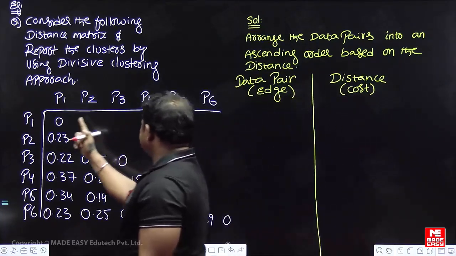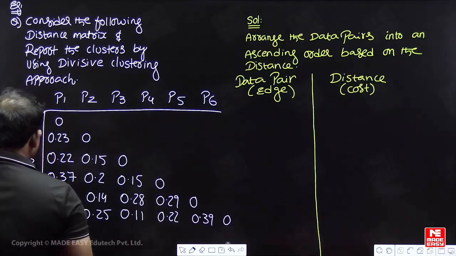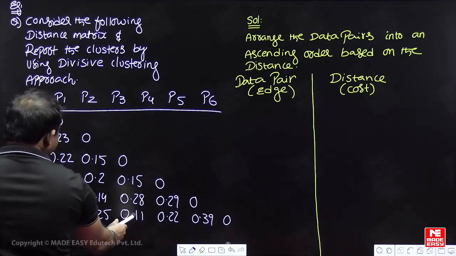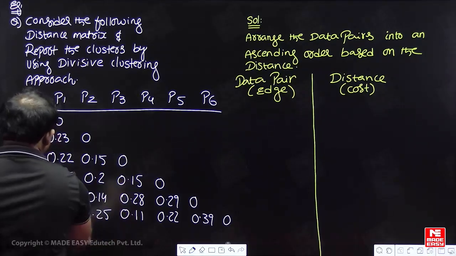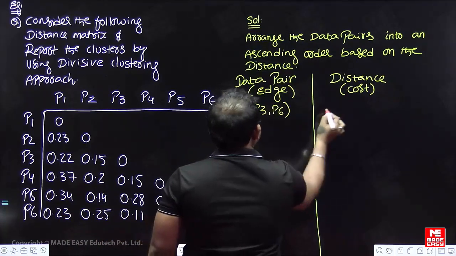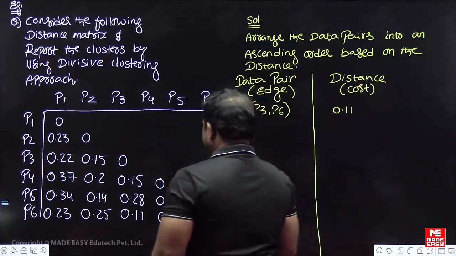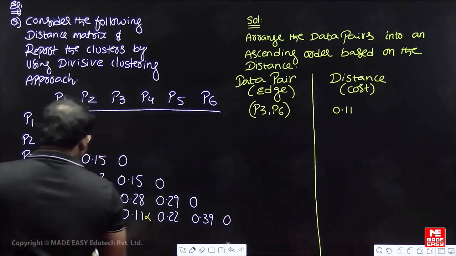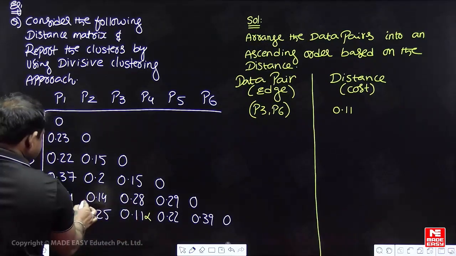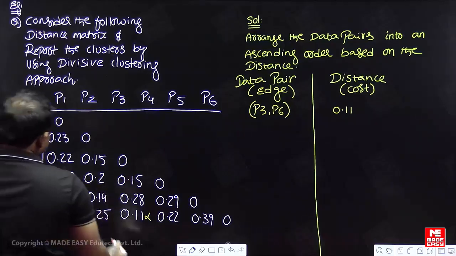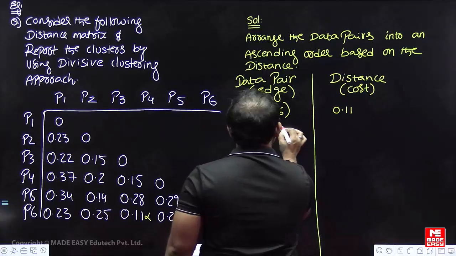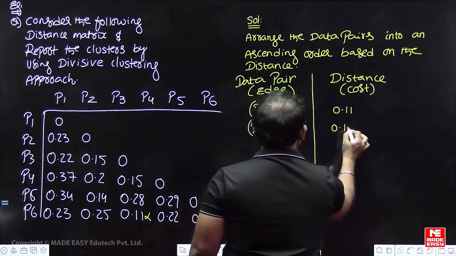First, in this given data, what is the smallest value? Ascending order, low to high. The smallest is 0.11, and the data pair is P3, P6. That weight is 0.11. Next smallest is 0.14, that is P2 and P5. This pair's weight is 0.14.